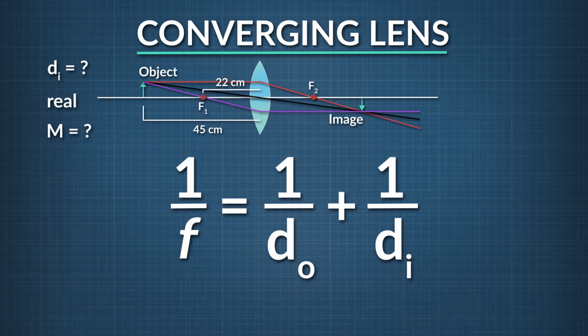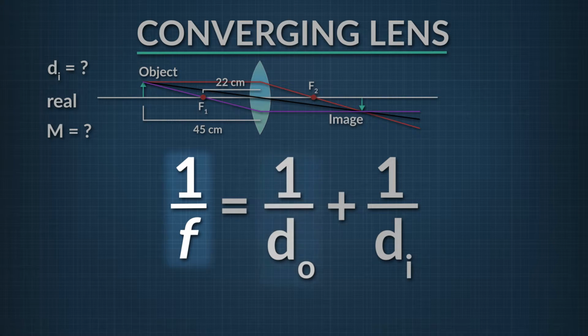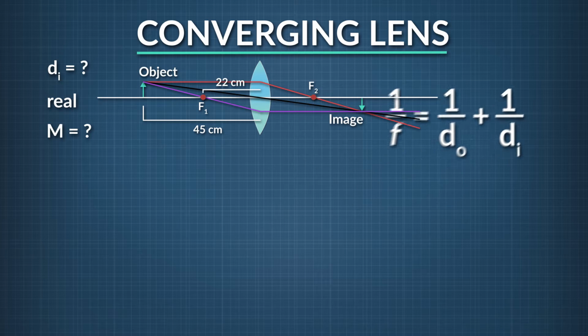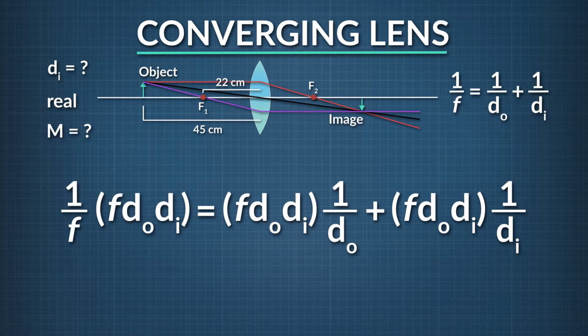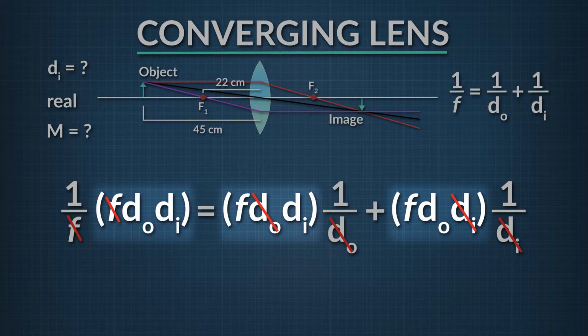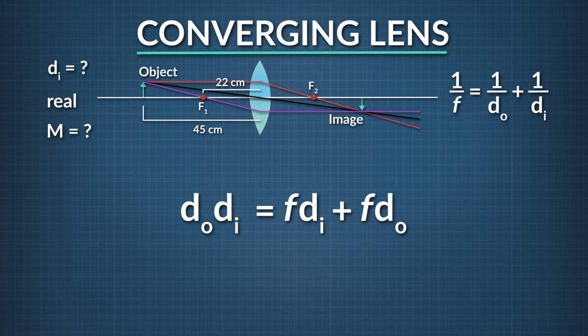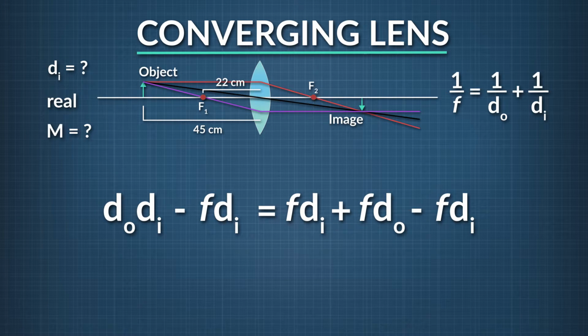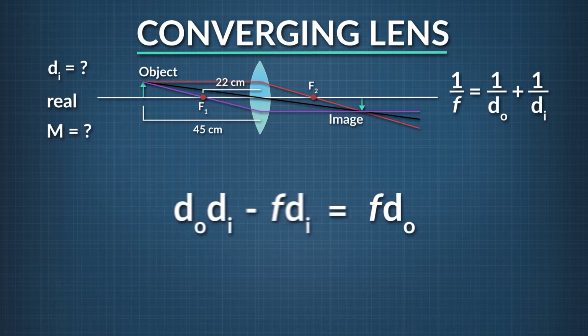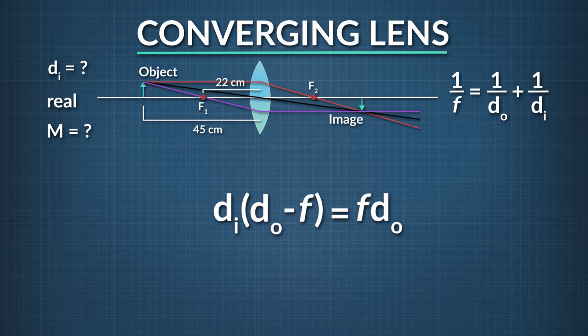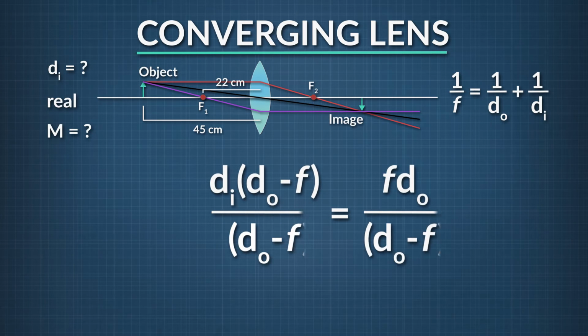We'll rely on an equation we used in the mirror segment: 1 over the focal length equals 1 over the object distance plus 1 over the image distance. To rearrange to solve for d sub I, we'll multiply both sides by the focal length, image distance, and object distance. Then isolate the terms with d sub I, factor that term out, and finally divide both sides of the equation by d sub O minus f.